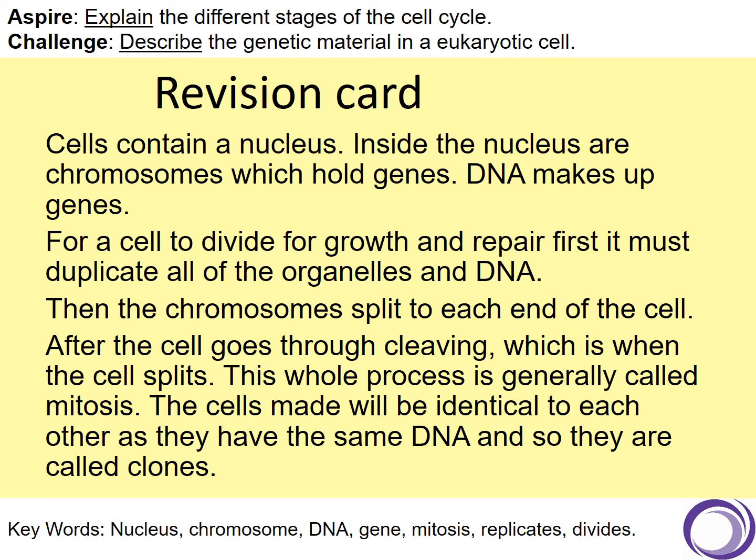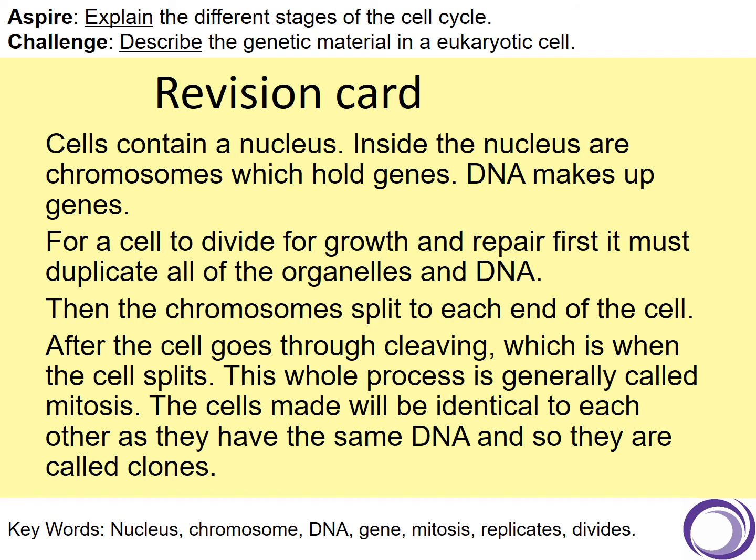For a cell to divide for growth and repair, the first thing it does is duplicate. It goes through duplication and it duplicates all of its organelles and all of its DNA. Then the chromosomes split to each end of the cell, so they line up on what we call the equator of the cell, the middle of that cell, and then split to each end. That makes sure you have the right number of chromosomes in each cell, because if you don't, one of those cells isn't going to work because it isn't going to have the genes that it needs in order to function. One cell will have too many chromosomes and the other cell wouldn't have very many chromosomes, and that would be an issue.